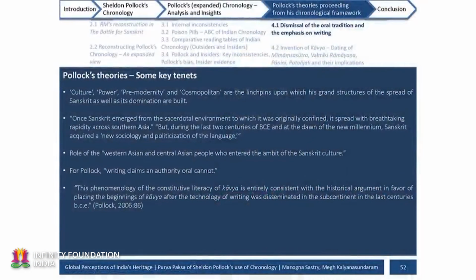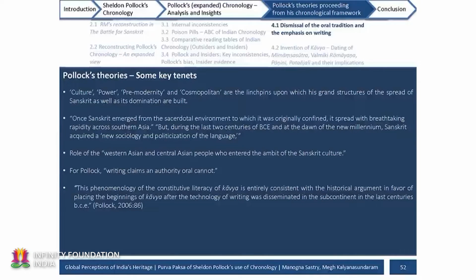Some of the main features and questions that he asks centers around these two great moments that we spoke of in the introduction, when at the first moment, Sanskrit emerged from the sacerdotal and liturgical environment it was confined to and acquired a new sociology and politicization of the language. Now, why did this take place and how? It took place because of the role that he gives to Western Asian and Central Asian people who entered the gambit of the Sanskrit culture. So what he does, while referring to the Shakras, is ascribe a typical, in fact, representative position of giving social change and innovation to the good outsider.